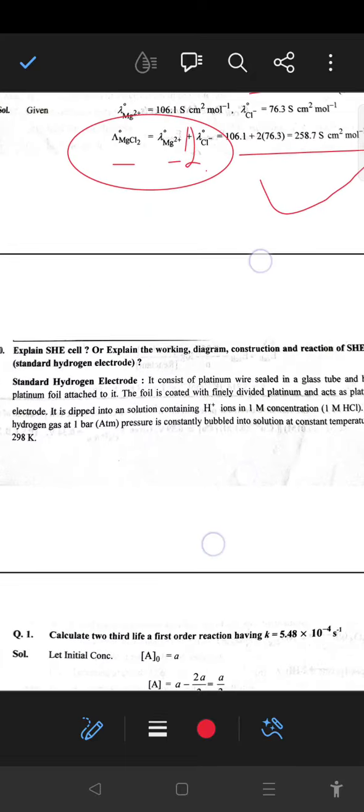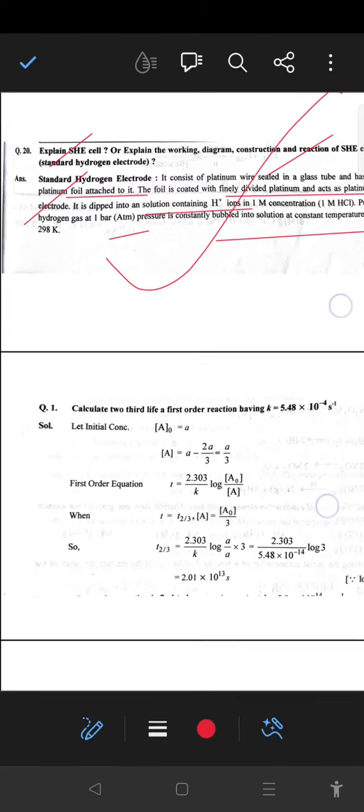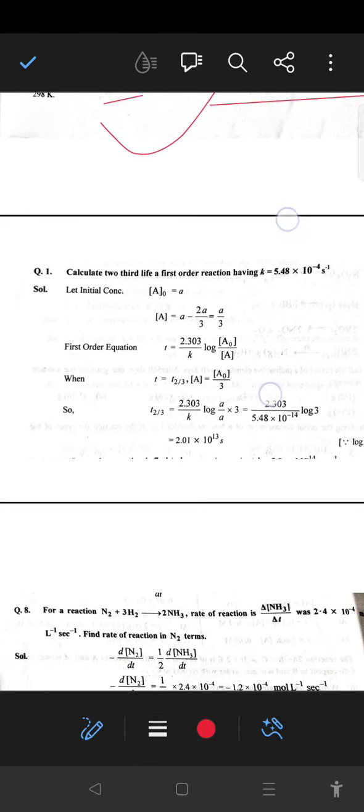ठीक है. Next, explain standard hydrogen electrode. So that is a standard hydrogen electrode. This can be written as SHE. It consists of platinum wire sealed in a glass tube and has a platinum foil attached to it. The foil is coated with finely divided platinum and acts as platinum electrode, and it is dipped in a solution containing H positive ion in 1 molar concentration, 1 molar HCl, and pure hydrogen gas at 1 bar pressure is constantly bubbled into the solution at a constant temperature. So इस तरह this is called standard condition and standard hydrogen electrode.